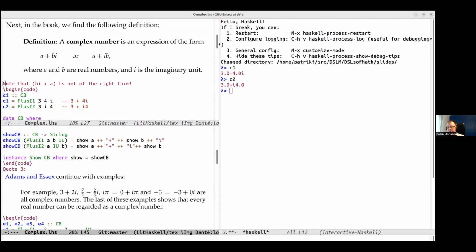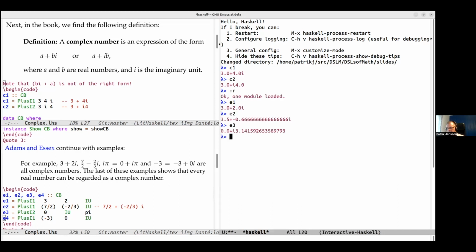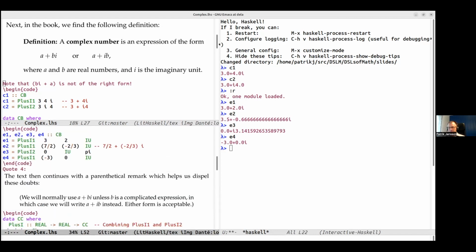Anyway, if we are a bit kind here and interpret these things in the right way, these are the 4 examples they've got. So the last example there was -3 plus 0i. So we have now this E1 and E2 and E3 and E4. And as you can see, implementations in the computer are approximate. So we will only get a finite number of digits approximation of 2/3, for example. And pi also is just a finite number of digits. Okay, so far so good. We've introduced some examples and this type. Quote number 4.